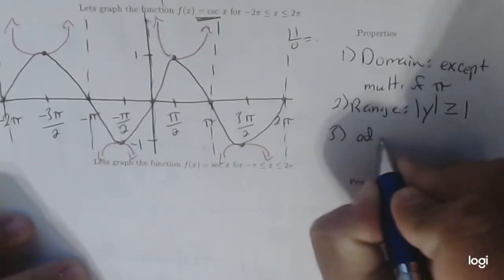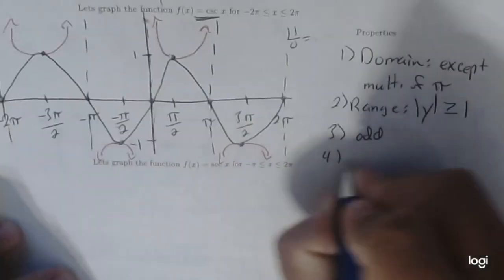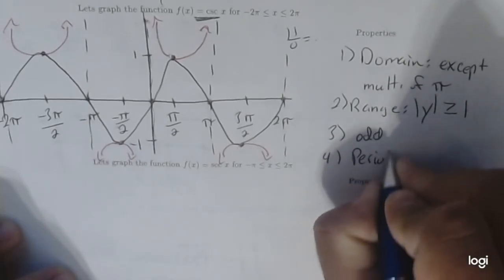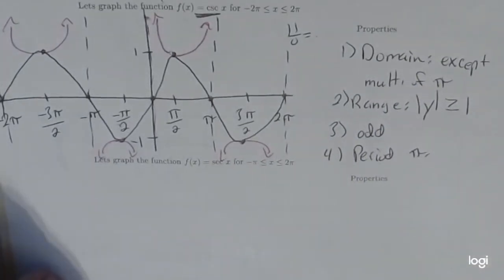Okay. It's still an odd function, right? Because it's still sine. And lastly, the period of cosecant is actually pi, believe it or not. Okay.